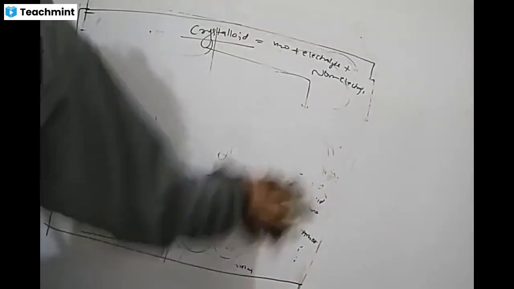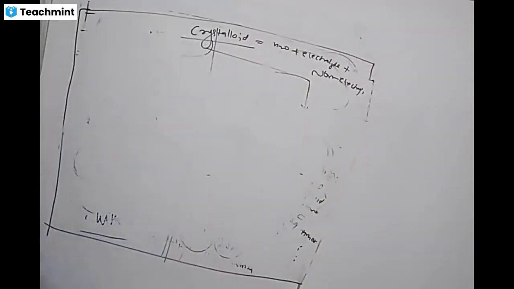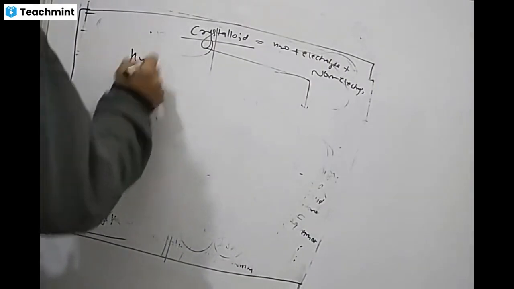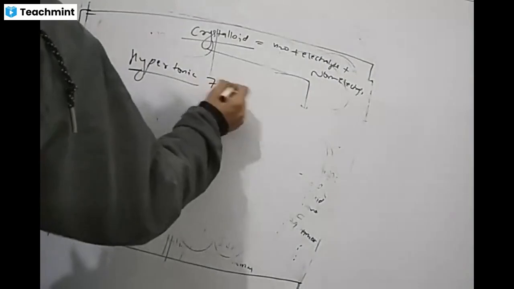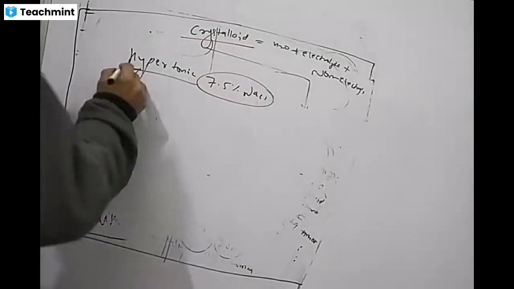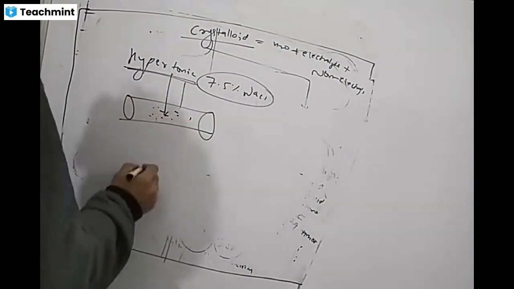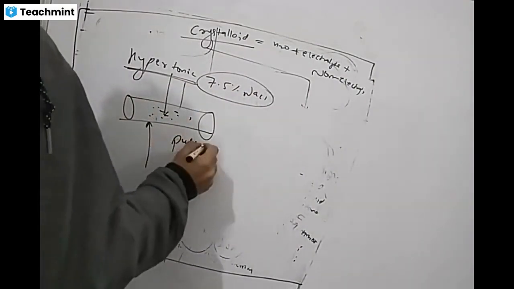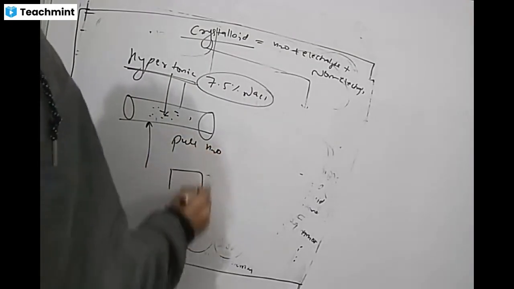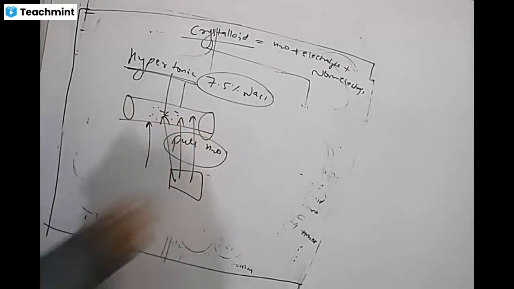The third type of crystalloid is hypertonic, that is 7.5% NaCl. Hypertonic means if we infuse hypertonic fluid here, it will pull the water out of the cells.